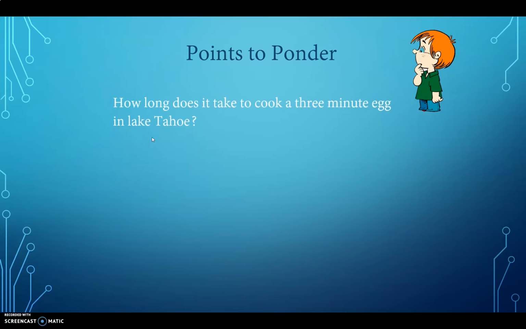I always love to ask my students this one. How long does it take to cook a 3-minute egg in Lake Tahoe? Now you're probably thinking, hey, wait a minute, is that a trick question? It's probably 3 minutes. Well, I suppose it could be, but a 3-minute egg is a soft-boiled egg. So when I say a 3-minute egg, I mean an egg that has been cooked to the consistency that you would normally expect a 3-minute or soft-boiled egg to have. So we're going to make this a multiple choice question.